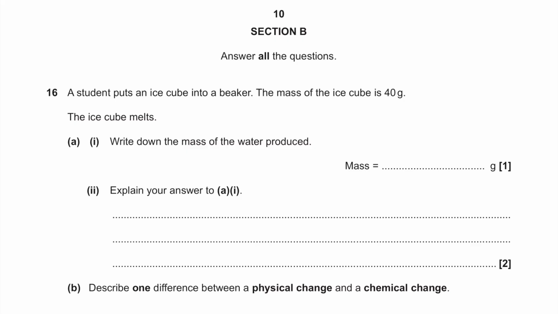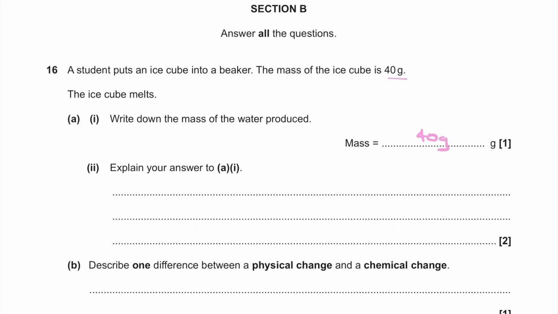So in this question, we've been given that a student puts an ice cube into a beaker. The mass of the ice cube is 40 grams. The ice melts. Write down the mass of the water produced. Well, of course it's going to be 40. Mass is conserved. So part I, technically it's for 2 marks.